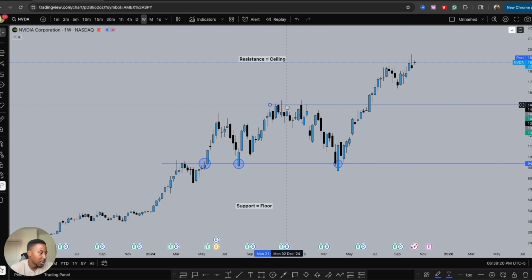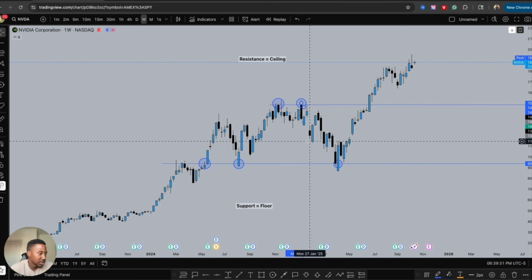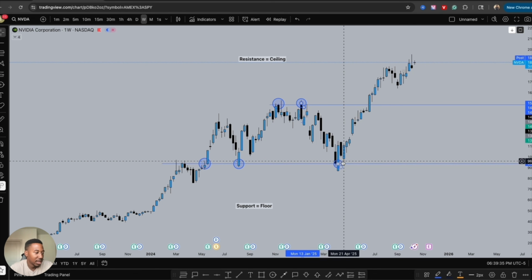So we came over here. We got a touch in here. That's one touch of resistance. We came over here. Another touch of resistance, which sent us all the way down to support. And then from support, we got sent up.